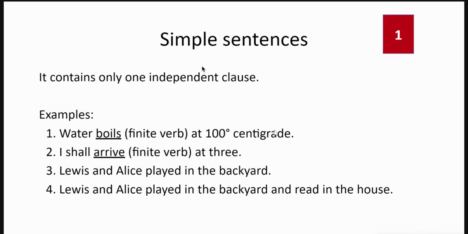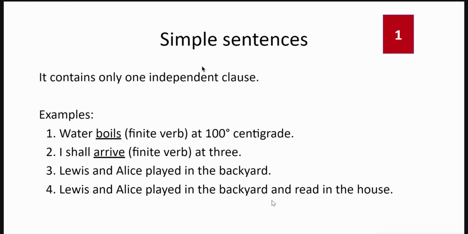Tapi sebenarnya apa sih indikator yang bisa kita gunakan to distinguish, oh ini simple, ini compound, ini complex? Yang pertama, simple sentences contain only one independent clause. Jadi mainannya pada tataran independent clause. Makanya tadi saya tanya, mungkin teman-teman masih bingung terkait dependent dengan independent, karena setelah ini tatarannya lebih luas lagi, yaitu pada kalimat. Example, water boils at 100 centigrade. I shall arrive at 3. Louis and Alice play in the backyard. Louis and Alice play in the backyard and read in the house. Now compare to number 3, number 4 is actually still a simple sentence.